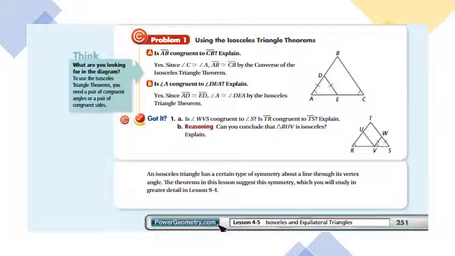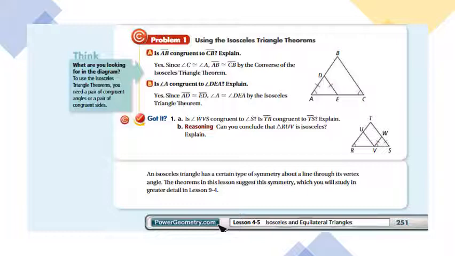Okay, let's see question A. Is AB congruent to CB? Explain. Okay, I want you to look at this triangle now. They said AB, is it congruent to CB? Okay, so they give us that this side is congruent to this side, and they put the mark here that angle A is congruent to angle C. So we can use which theorem? We can use the converse. Yes, the converse of the isosceles triangle theorem.